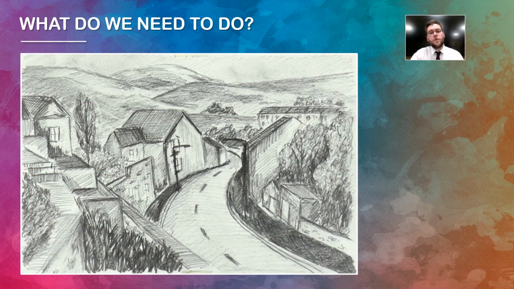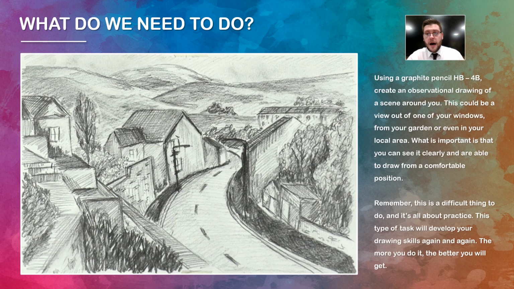So now we come on to what we need to do, and we're going to do something similar. This is an example I've done for you, and this is a view just over the valley locally where I live. Now I'd like you to make sure you've got a nice view out of one of your windows, or maybe from a door or your back garden. And using a graphite pencil, HB to 4B, you're going to create an observational drawing of the scene around you. This could be the view out your window, from your garden, or even your local area. What is important is that you can see it clearly and you're able to draw from a comfortable position.